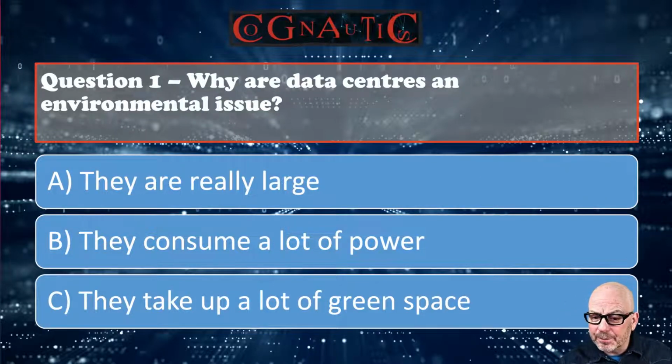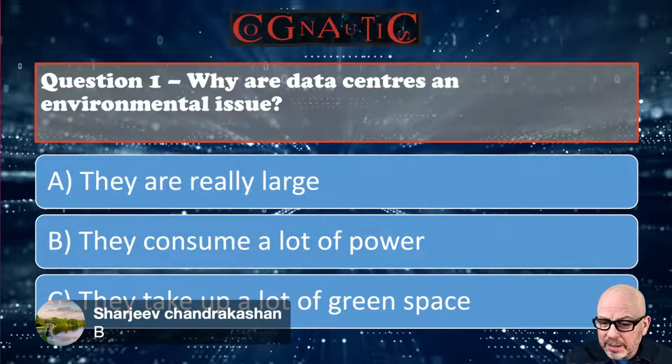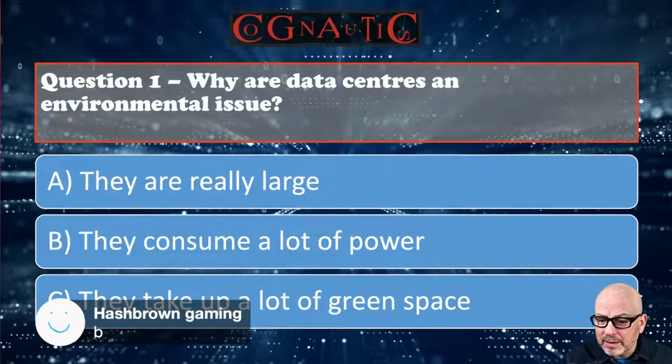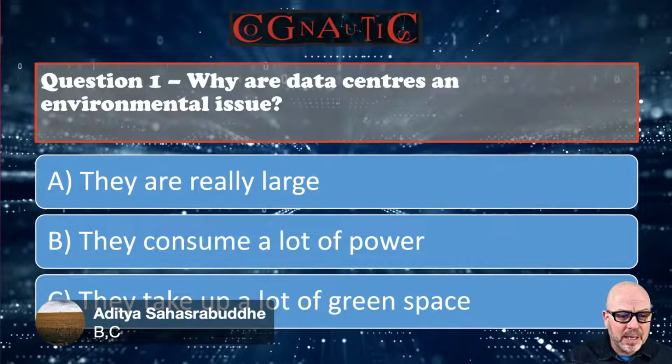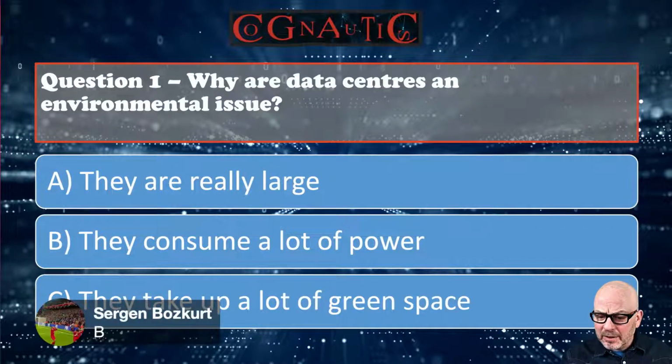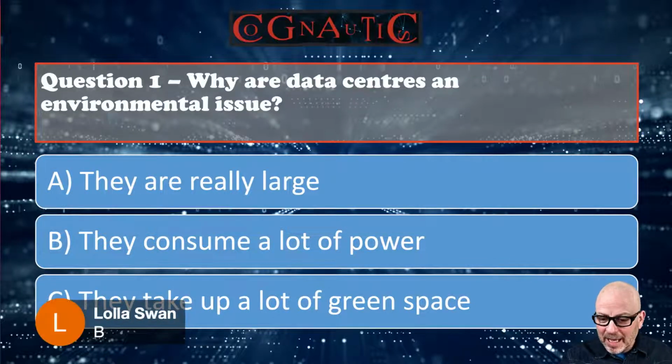All right, so what have we got? We've got Aditya with B and C. Sharjeev with B. Emad with B. Hash Brown with B. Good answer, that one. Bogdan with B. Emily May with B. God, you're all jumping in here. Swiftblade with B. Sergen with B. And Lola with B. Right, let's go to the next bit then.